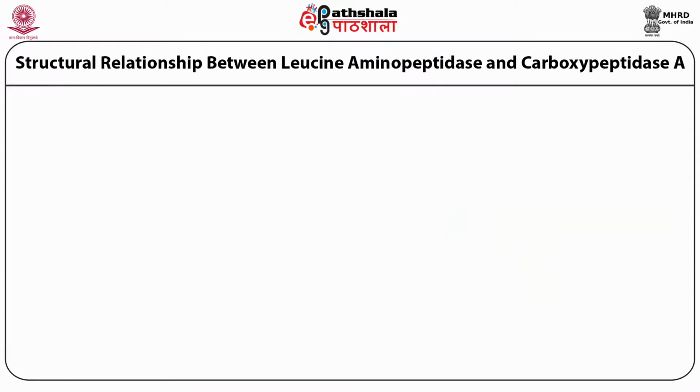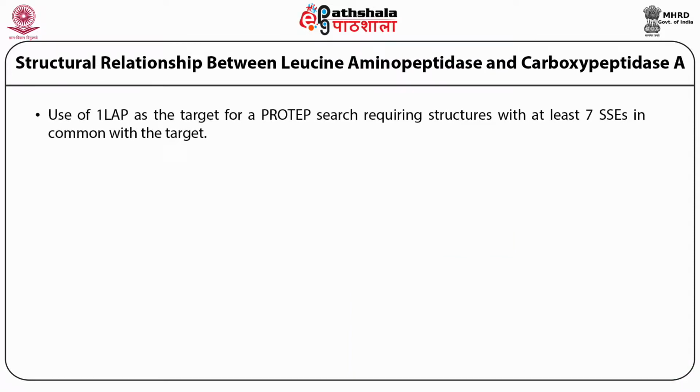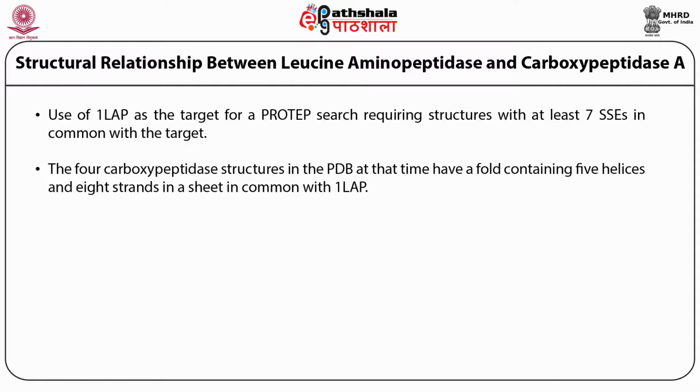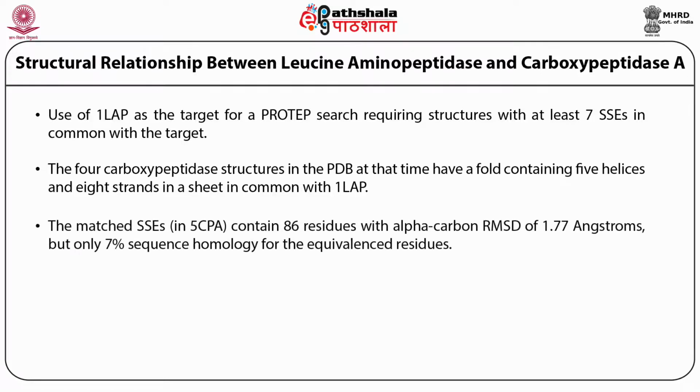I will show you in the next slides, using this target which I have already shown you, the relationship between leucine aminopeptidase, which is sequentially not at all similar to another peptidase, carboxypeptidase. They have at least 7 secondary structure elements similar to each other, that is alpha helices and beta structures. These structures have been folded containing 5 helices and 8 strands. On the other hand, 5-CPA, which is carboxypeptidase, has only 7% sequence homology, and both of them have a relationship between their binding sites.